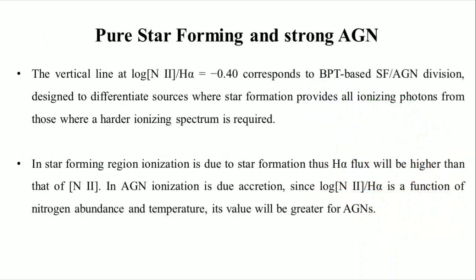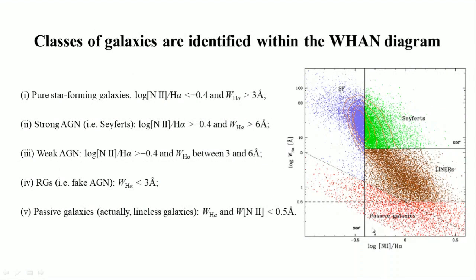So first, looking at pure star forming and strong AGN, the vertical line at log N2 by H alpha equals minus 0.4 corresponds to the differentiation between star forming and AGN, like Seyfert. This is based on the BPT classification, where we use the log N2 by H alpha line. In this case, what we're looking for is whether the emission lines that we are seeing in the spectrum are due to star formation or AGN activity.